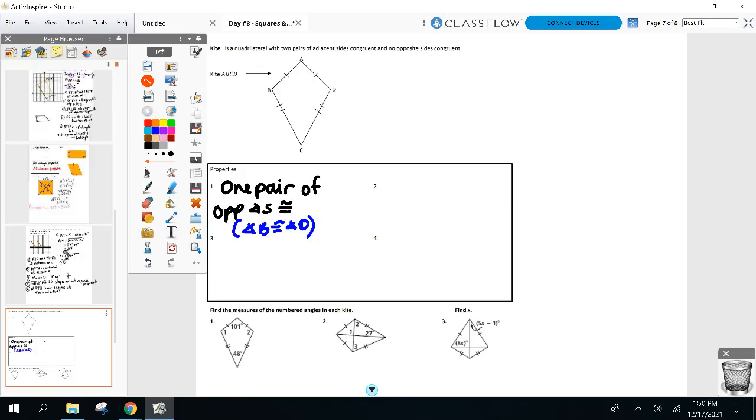Draw on your diagonals of the kite, connecting opposite vertices. I think it's safe to say they're not congruent, but they are. Take a guess. Darn right, perpendicular. Diagonals are perpendicular. So they form right angles.